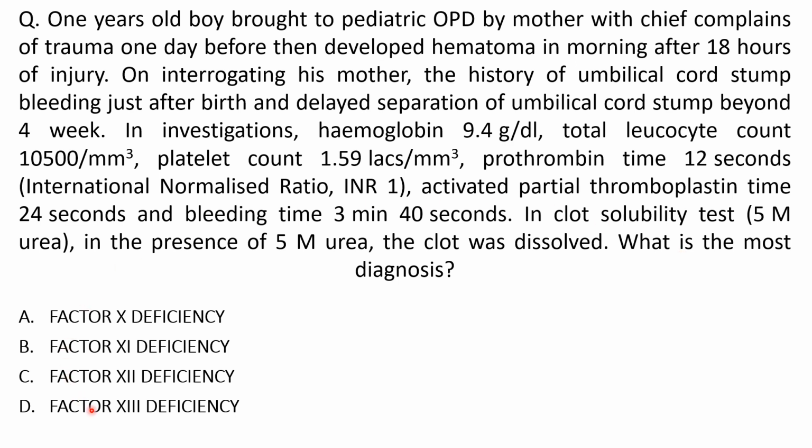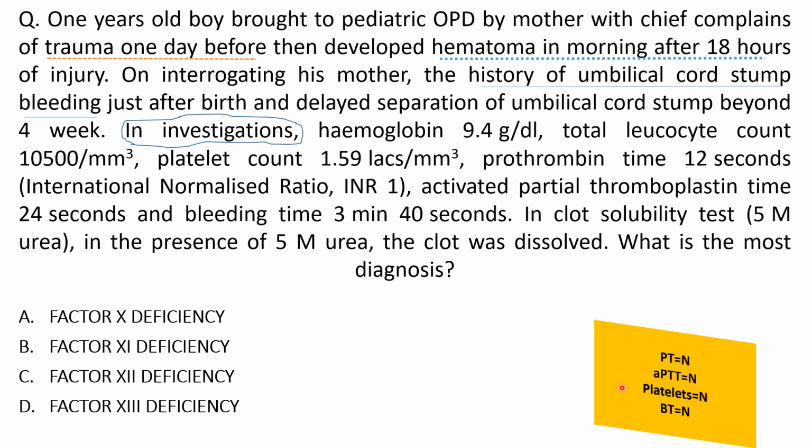So let's discuss the history part and all the options. In the history part, the first point is that the child had trauma one day before, and after one day the child developed the hematoma, not immediately after injury. It is a significant part. Now, when asked in the perinatal history, there is a history of umbilical cord stump bleeding and delayed separation of the umbilical cord stump. Now in investigations, PT is normal, APTT normal, platelet normal, BT normal, except the clot solubility test, which suggests that the clot was dissolved.